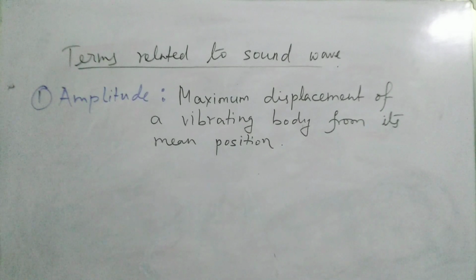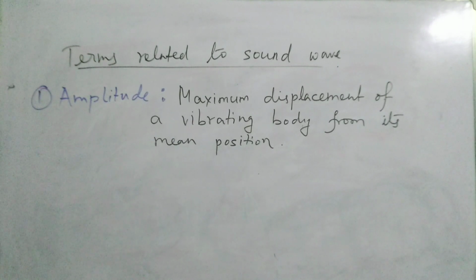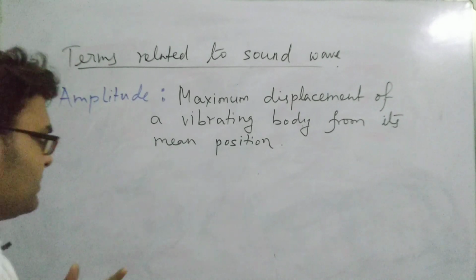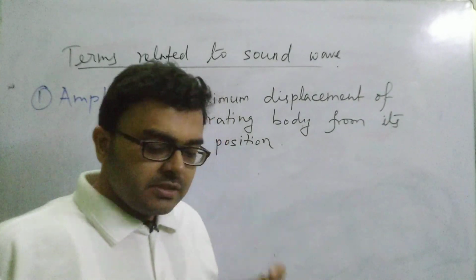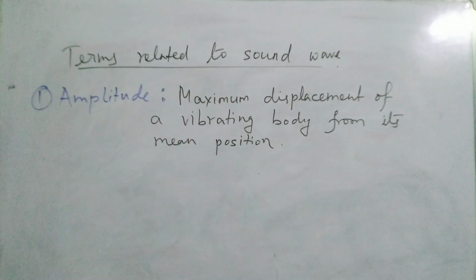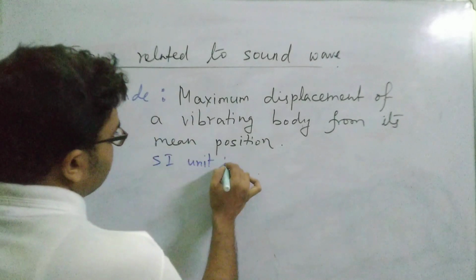Now we are saying that amplitude is a maximum displacement. So what is the SI unit of amplitude, can you say it? Yes, definitely. As amplitude is nothing but displacement, and we have already learned that the SI unit of displacement is meter, the SI unit of amplitude is also meter.